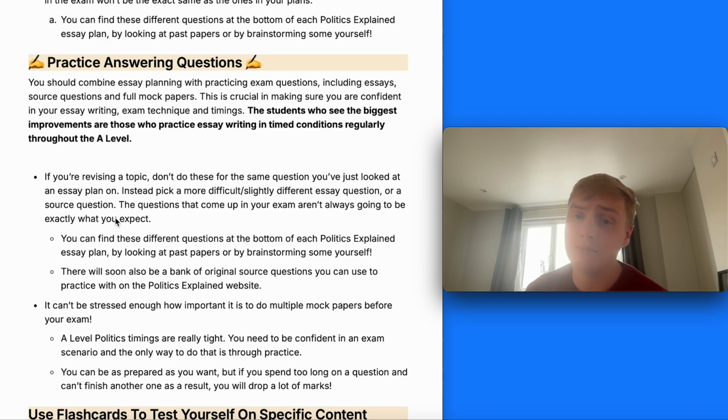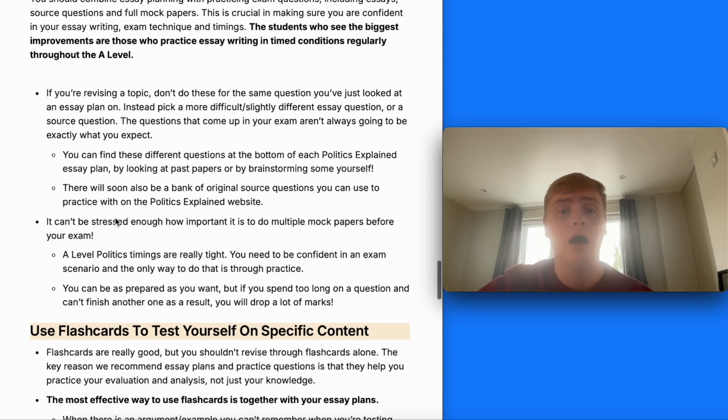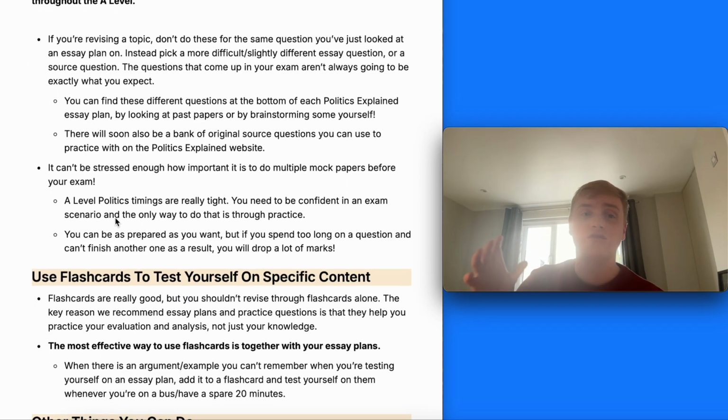This is really, really important in making sure you're confident in your essay writing, exam technique, and in your timings. I've tutored hundreds of students by now, and the students who see the biggest improvements are those who practice essay writing in time conditions regularly throughout the A-level. If you're revising a topic, don't do these for the same question you've just looked at an essay plan on.